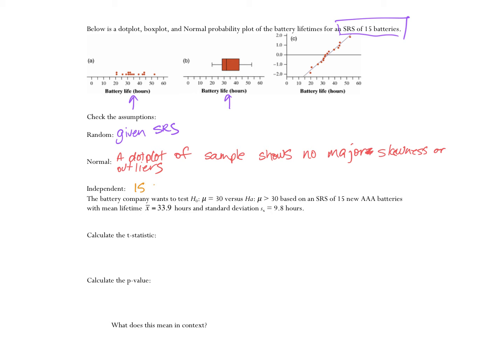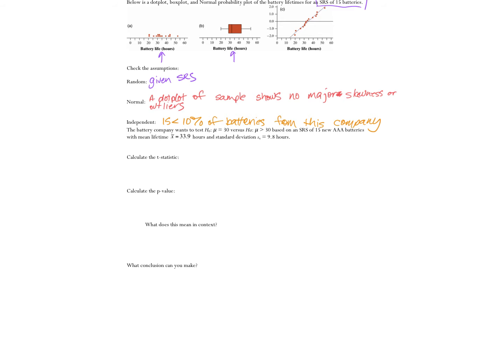Independent, we're going to say 15 is less than 10% of all batteries from the company. Again, anything new? What if I had a sample of like 100 batteries? Would we need to check the graphs? No, because it's greater than or equal to 30, so it would be fine. Okay. All right.